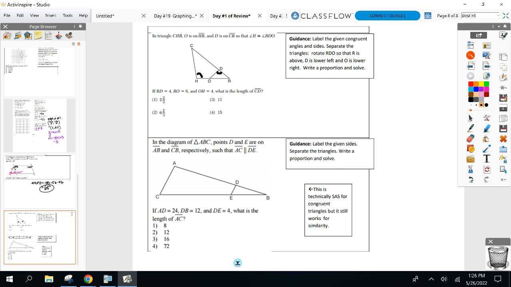Let's label our sides now. RD is 4, RO 6, OH 4, and how about the length of CD now? All right, first thing. I know it's a similar triangle. I've done this problem 6 times. But on the test, how are you going to know those triangles are similar? What's the main method we have for proving triangles similar? What do you got for me?